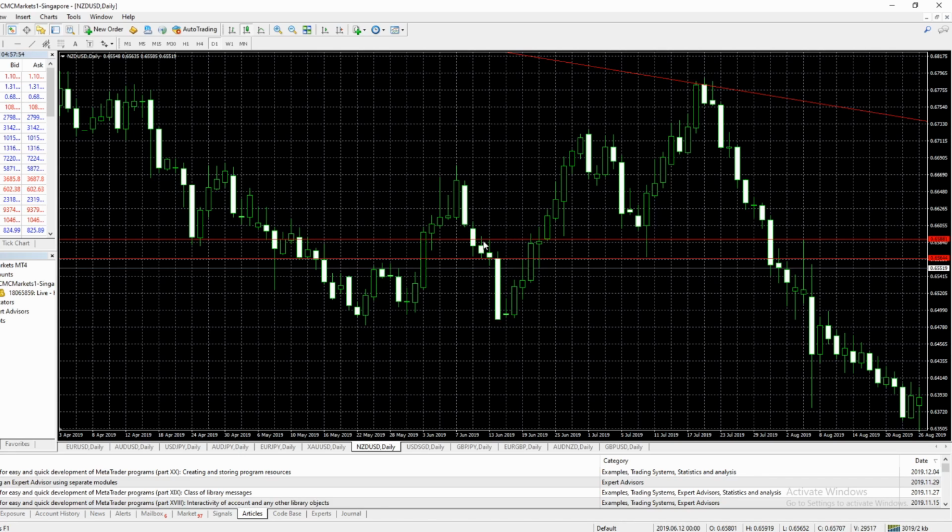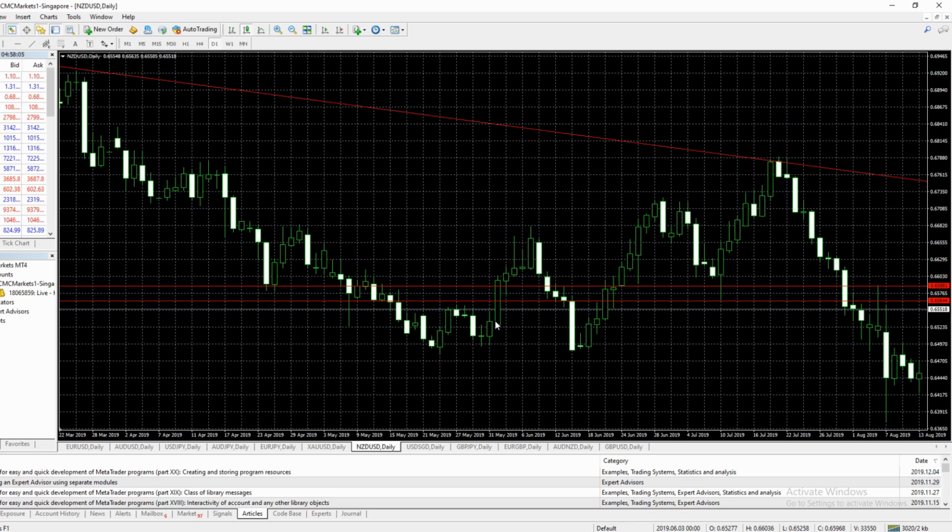So let's compare 1, 2, 3, 4, 5. This is the longest candle out of the last 5 days. But in this case, it did not spark a downward move, and immediately there was a reversal on the upside. You can see this long candle sparked this upwards move.